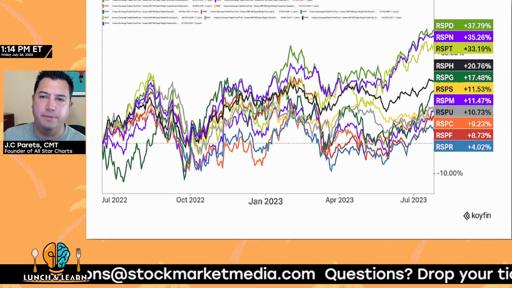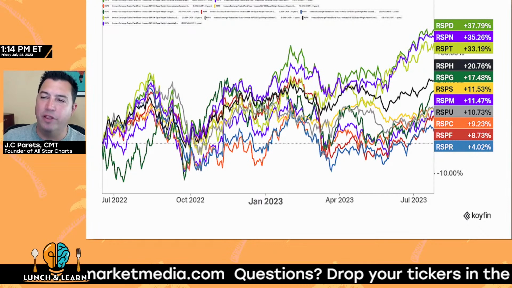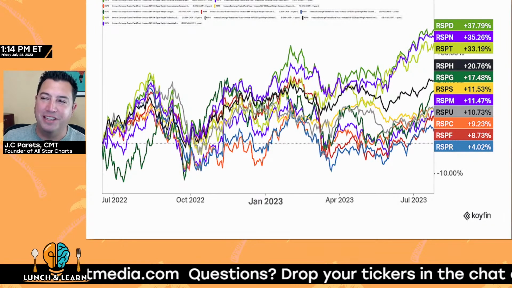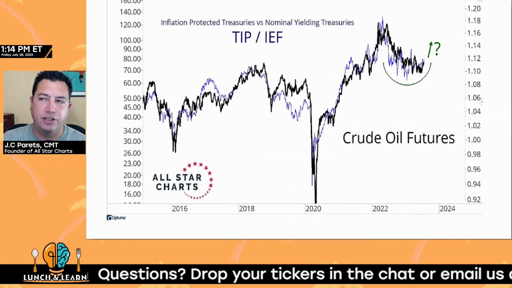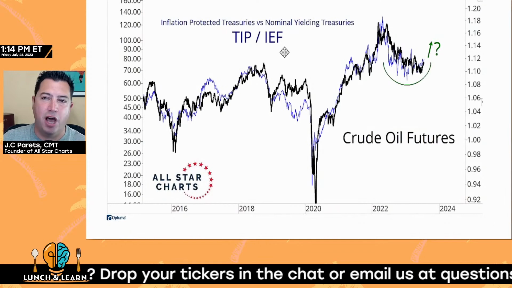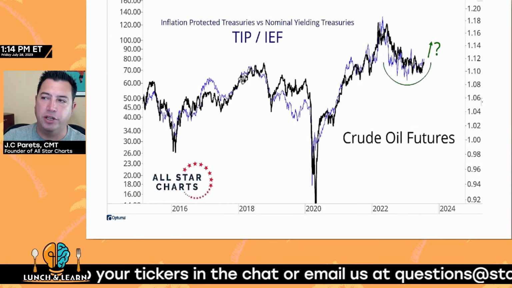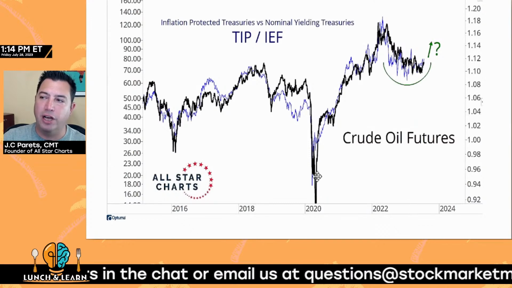Here we're looking at all of the S&P sectors equally weighted. Whether equally weighted or cap weighted doesn't matter. We'd still be using a line chart to really show performance and the correlation stuff that we're doing. So here we're looking at inflation protected treasuries relative to nominal yielding treasuries. This ratio is in blue. And then in black, you've got crude oil futures. So you've got two line charts.